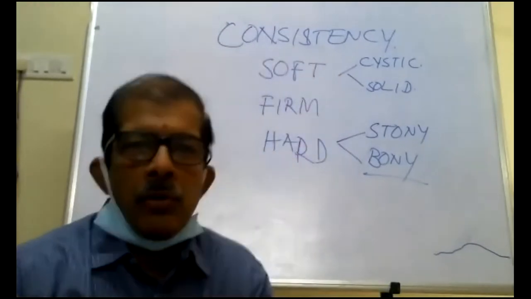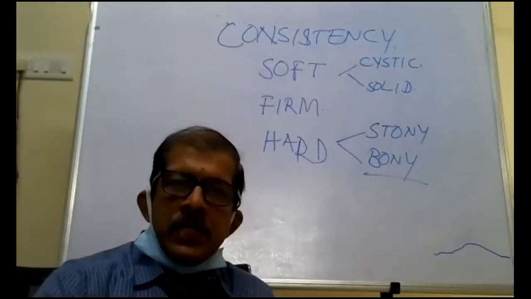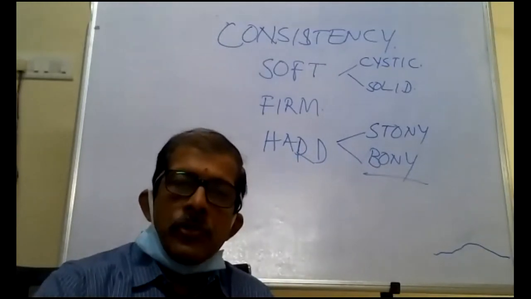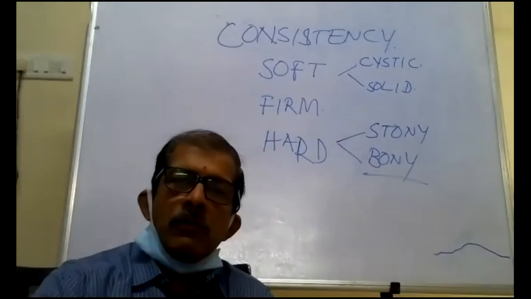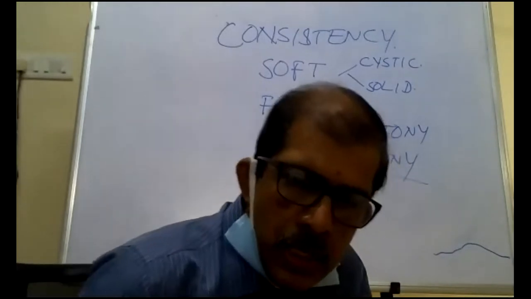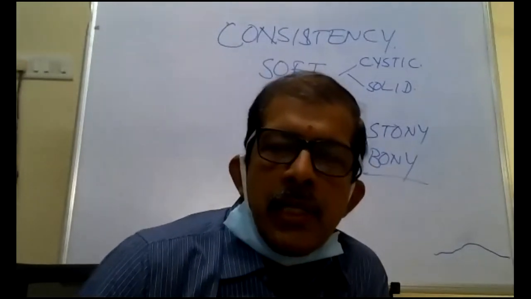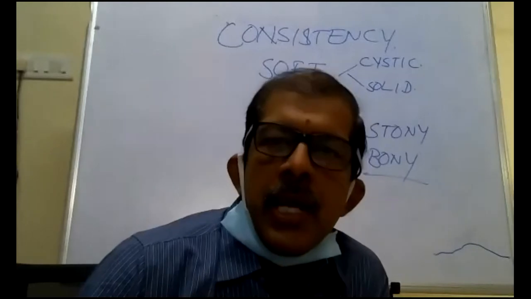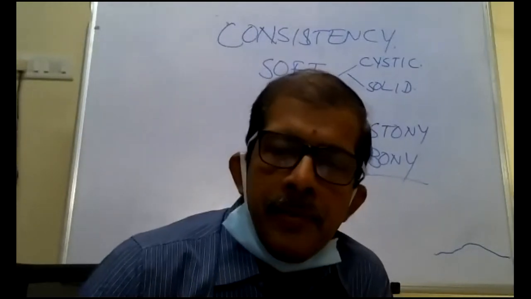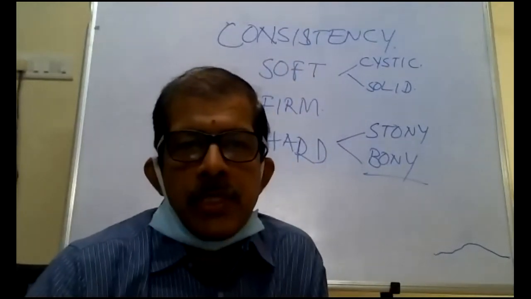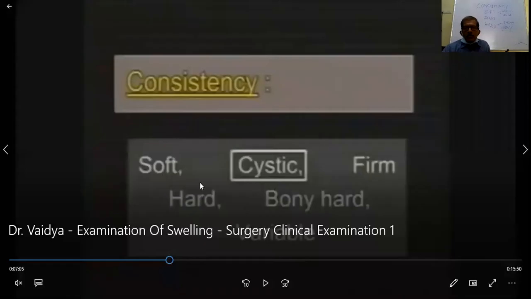So this is how we will say consistency: soft, firm, hard. And cystic is not a consistency. When any cystic swelling, you should say it is soft and cystic. You should not say it is cystic in consistency. It is soft in consistency and it is cystic. That's how you have to tell, right? So now let us go back to presentation. So soft, firm, hard, right?